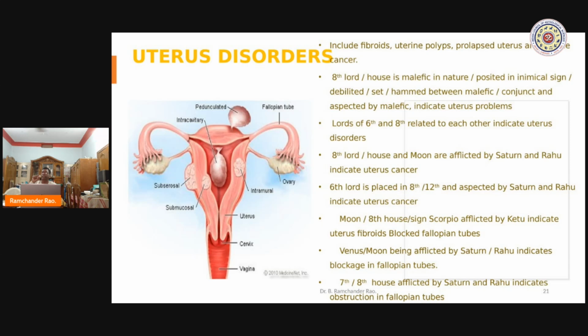Next, Venus. Venus and Moon being afflicted by Saturn and Rahu indicate blockages in fallopian tubes. Now, 7th and 8th lord afflicted by Saturn and Rahu indicate obstructions in fallopian tubes.